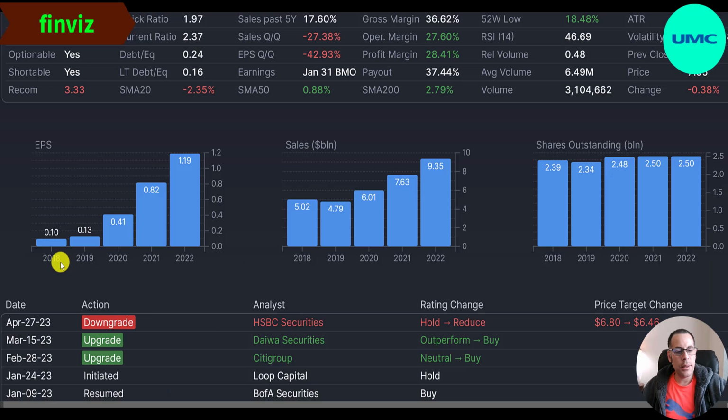Look at their EPS growth since 2018. It went from 10 cents to 13 cents to 41 cents, doubling to 82 cents, up to $1.19. Their sales were steady from 2018 to 2019, then growing at least $1 billion a year into 2020, into 2021, and then into 2022. And their shares outstanding are pretty steady. They did go up from 2018 to 2020, but then flat after that.